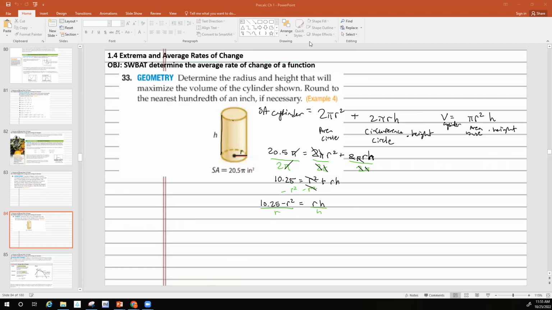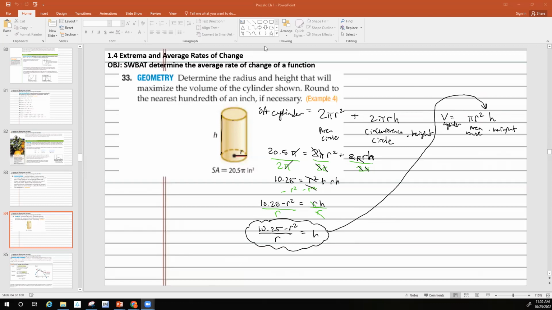Oh, that's an h, oops. And divide both sides by r. Big fraction bar, cancels out. And we get h equals 10.25 minus r squared over r. All right, so this is what we're going to substitute because we can't solve for two variables using one equation. We need two equations, so we're going to substitute this into that. Even though they didn't give us the V, we're still going to use this formula.